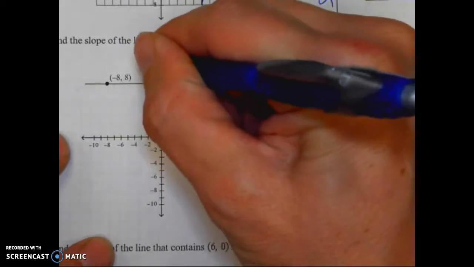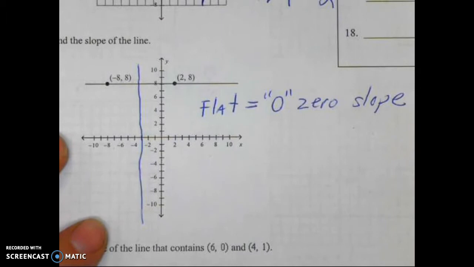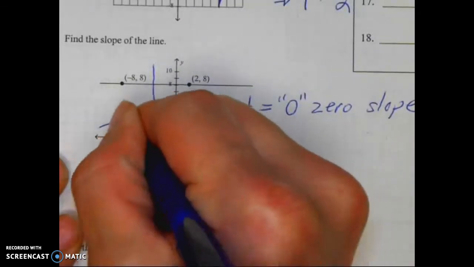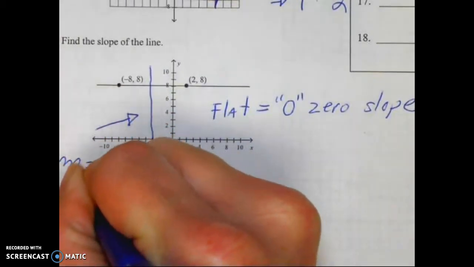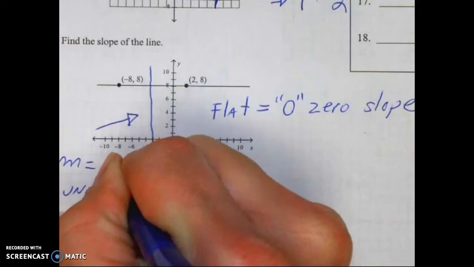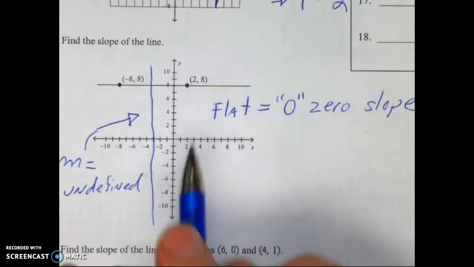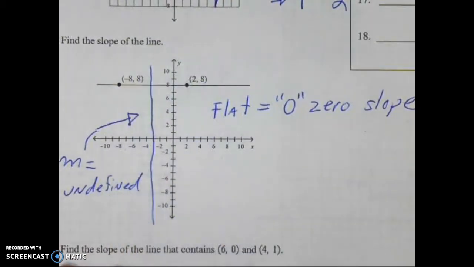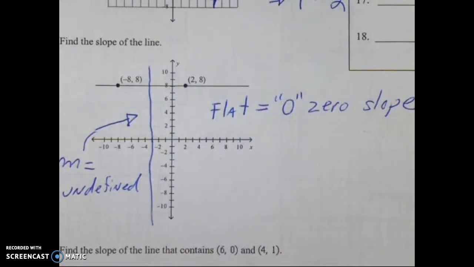Let me make another line here. If you make a line that goes straight up and down, this is going to have a slope of undefined. So don't get the two mixed up. If it's flat, you have a slope of 0. If it's straight up and down, it's undefined. But on this test, it was flat, so your answer is that.